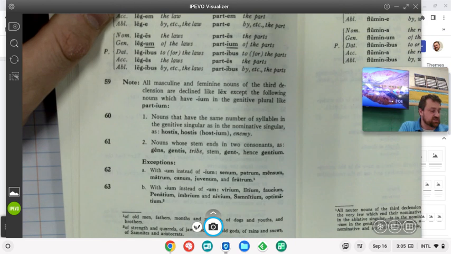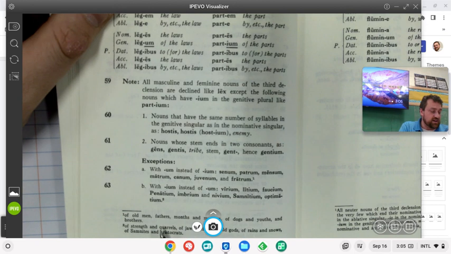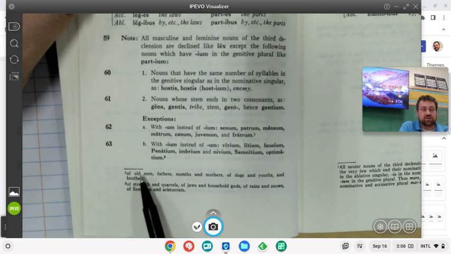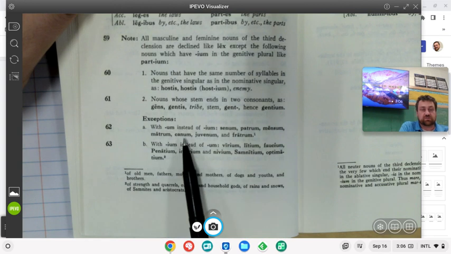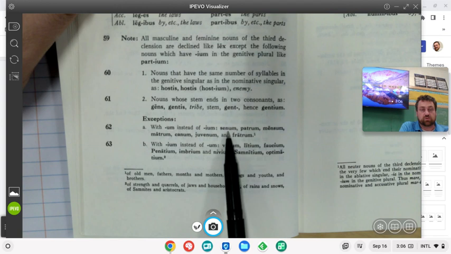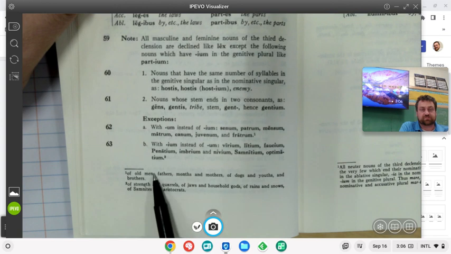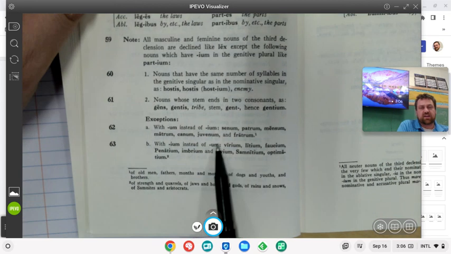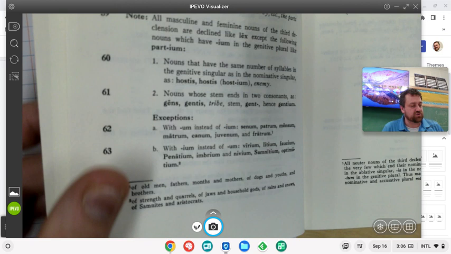And then there are some that have -ium instead of -um: virium, litium, faucium, penatium, and it's giving you, see the superscript 1 and the superscript 2, of the old men. So senum, right, it means of the old men. You'd expect it to be senium, but no. Of the old men, of the fathers, of the months, of the mothers, of the dogs. Okay, and again, let's not spend too much time on that.